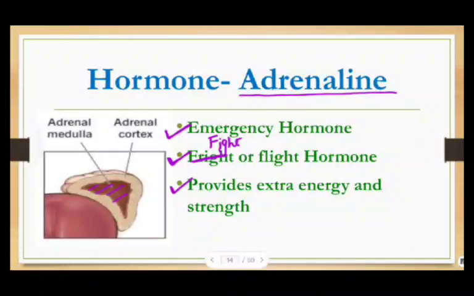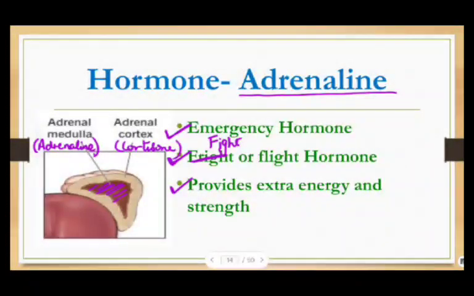This adrenaline is basically secreted from the adrenal medulla. Then what does the adrenal cortex do? The adrenal cortex secretes many other hormones, but the well-known hormone is cortisone. So the cortex secretes cortisone.